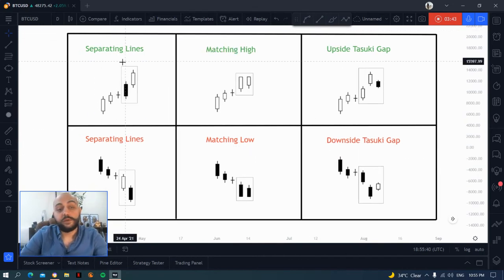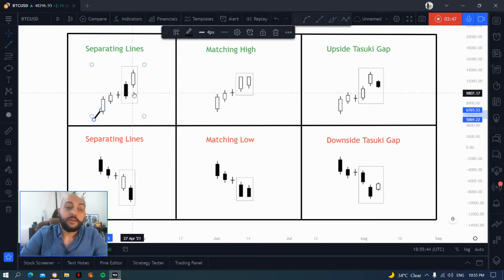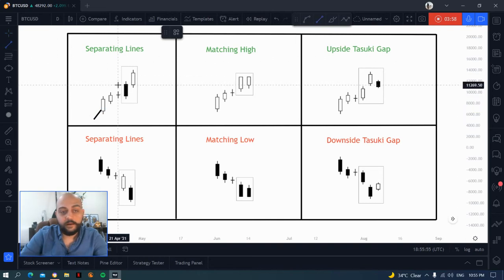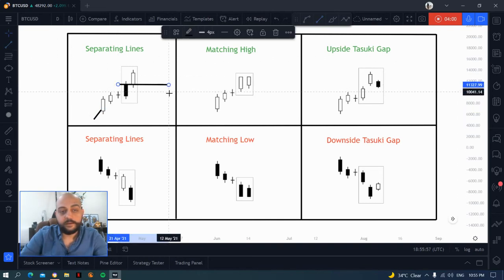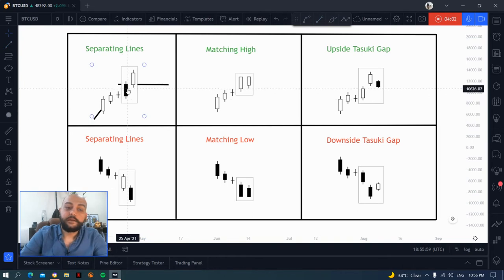So for the bullish kind, basically we have an uptrend as we can see here. Then we start with a bearish candle here. The pattern starts with a bearish candle, but notice the next candle starts at the open level where the first candle started. So if we form a line right here, this candle ended and this candle started. And this is what we call the separating line.